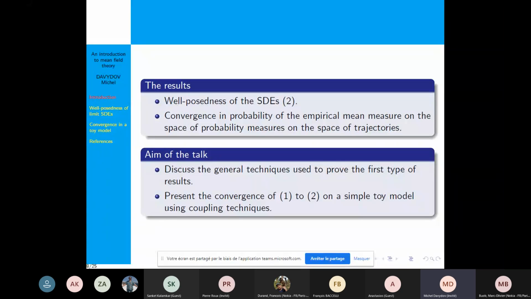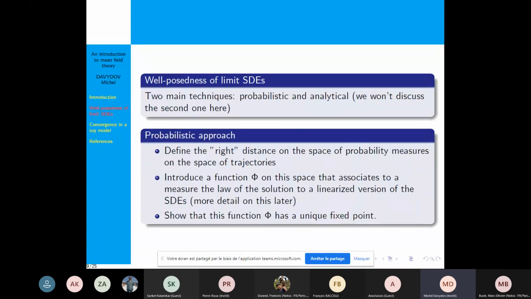So this has been a sort of general introduction. The aim of this talk is to discuss, not without going into technicalities, the general techniques used to prove the first type of results, that is the well-posedness of the stochastic differential equations, and mainly to present, on a simple toy model, a way to prove the convergence of 1 to 2 using so-called coupling techniques. So this will be the main part of the talk, and the first part is just to present the main ideas of it.